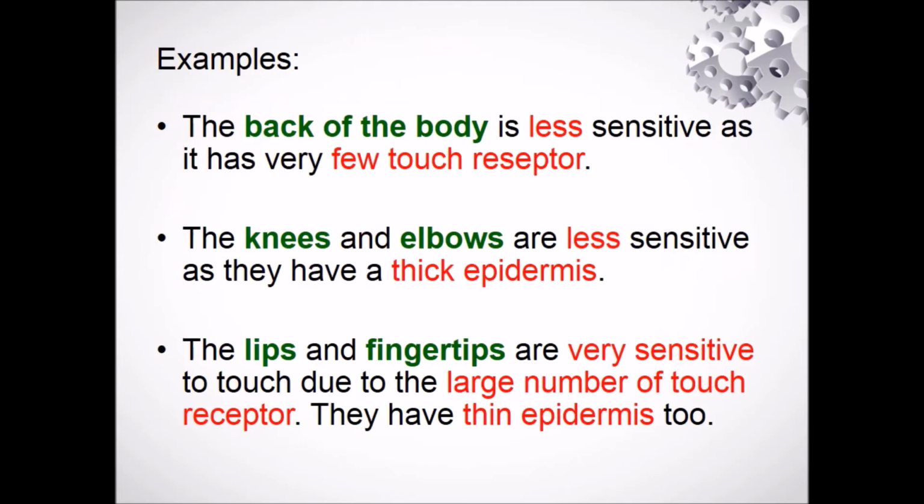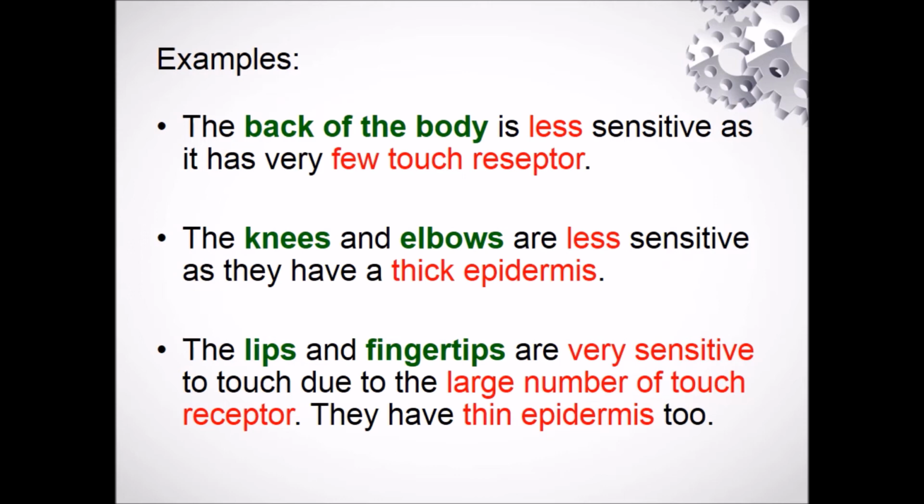For example, the back of the body is less sensitive as it has very few touch receptors. The knee and the elbow are less sensitive as they have a thick epidermis. The lips and fingertips are very sensitive to touch due to the large number of touch receptors, and they have a very thin epidermis too.